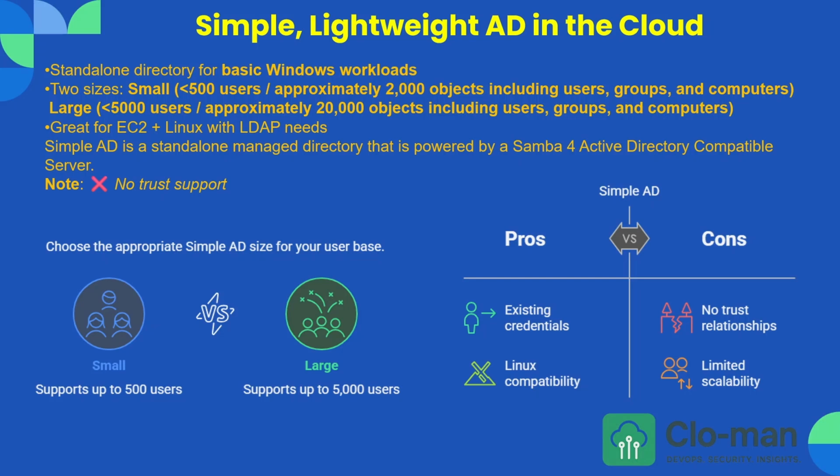Next up, Simple AD, a lightweight, budget-friendly alternative. This is great if you need basic AD features for Windows workloads in the cloud. There are two sizes, small up to 500 users and large up to 5000 users. It supports logging into EC2 instances with existing credentials and is perfect for Linux workloads which need LDAP. But one thing you need to keep in mind is that Simple AD doesn't support trust relationships with on-premise directories.